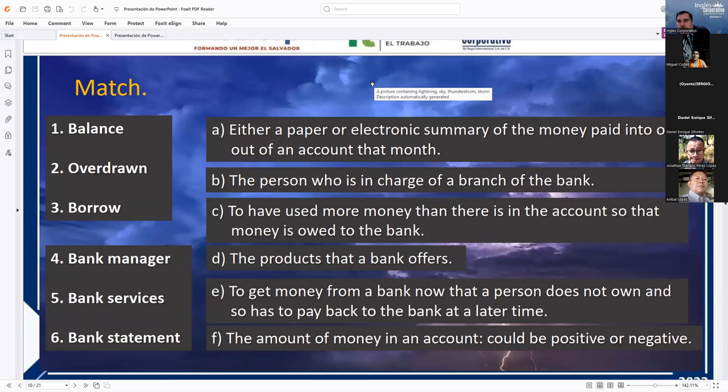To remember some of the vocabulary we're studying: balance, overdrawn, borrow, bank manager, bank services, bank statement. What we have to do is match these words with these definitions. I'm only going to tell you: overdrawn is when your numbers are red.